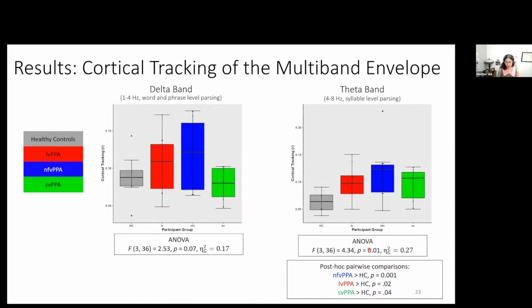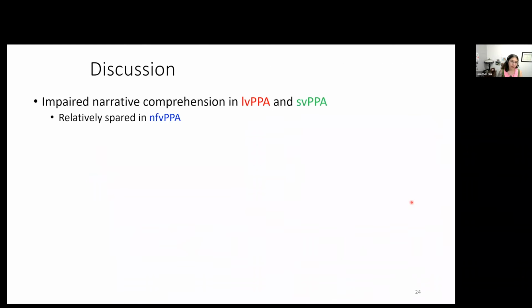The omnibus test was significant, and the post hoc pairwise comparisons supported that these 3 PPA subtypes were all tracking at a higher level than controls, but didn't significantly differ from one another. Okay. So what we're seeing here is impaired narrative comprehension in the logopenic and semantic variants of PPA with relatively spared narrative comprehension in the non-fluent variant of PPA.